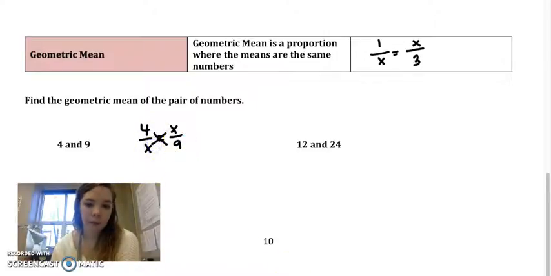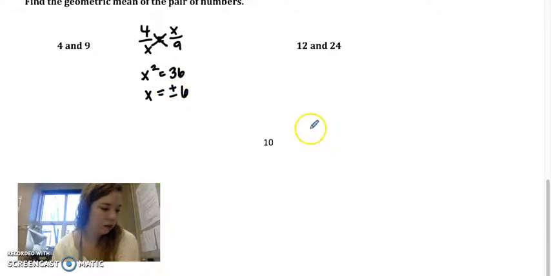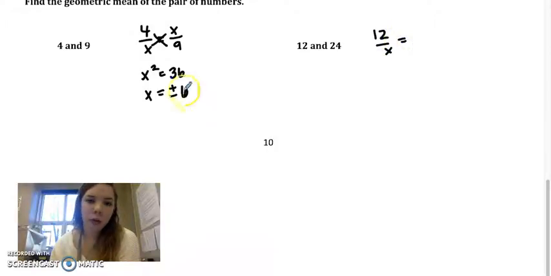So we would get x squared equals 36, which makes x positive and negative 6. Okay. Then 12 and 24. Most of the time in context, we'll throw out the negative, but since they didn't give us a context of length or anything like that, I'm going to leave both for now.